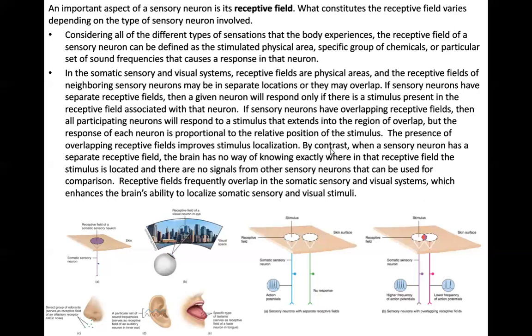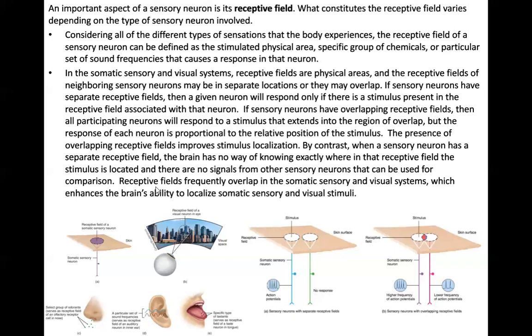By contrast, when a sensory neuron has a separate receptive field, our brain has no way of knowing exactly where in that receptive field the stimulus is located. There are no signals from other sensory neurons that can be used for comparison. Meaning that with this one, we really could be stimulating it anywhere within that little white circle, and our brain would not have any idea where exactly it's taking place. Might not be a big deal, but it could be a big deal. So it could be coming from here, or over here, over here, over here. We have no idea specifically where it's happening.